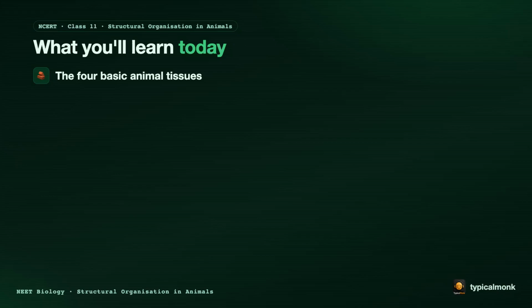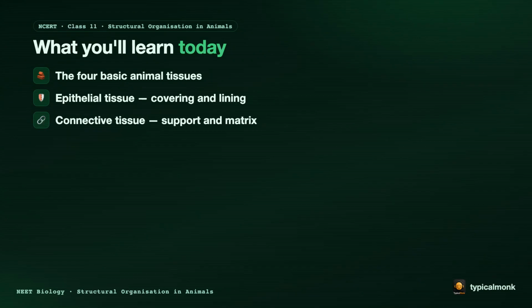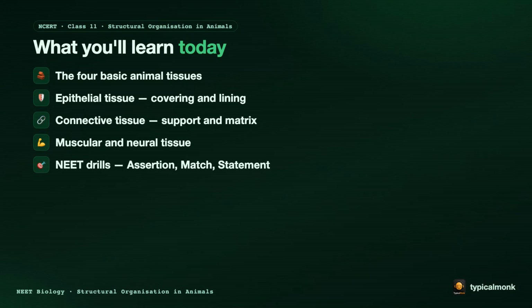Here is today's path. 5 stops. First, the 4 basic animal tissues. Second, epithelial tissue, the covering and lining tissue. Third, connective tissue, its support and matrix. Fourth, muscular and neural tissue. And fifth, NEET drills, that is, assertion, match, and statement.